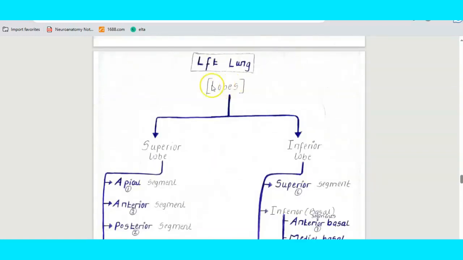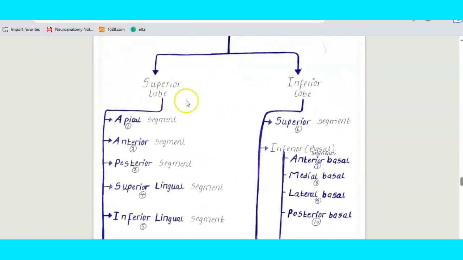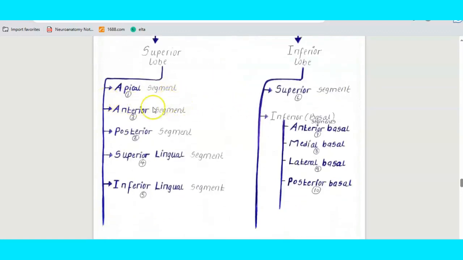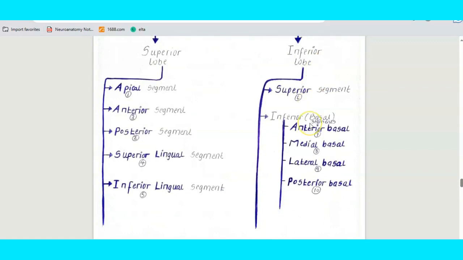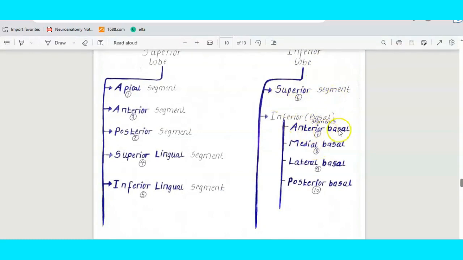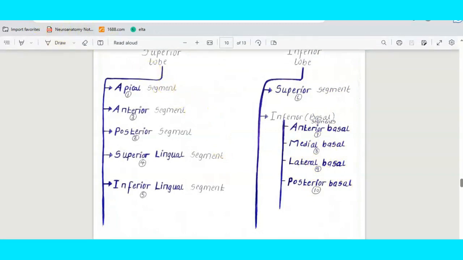Now the left lung has two lobes, right? Superior lobe and inferior lobe. The superior lobe has apical segment, anterior segment, posterior segment, superior lingual segment, inferior lingual segment. While the inferior lobe has five segments: superior segment, anterior basal segment, medial basal segment, lateral basal segment, and the posterior basal segment. All this we are going to describe now in detail. You're going to see it live. All right, so now let's go into that right now.